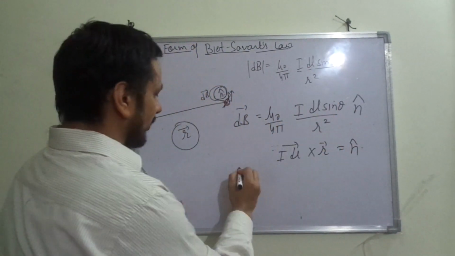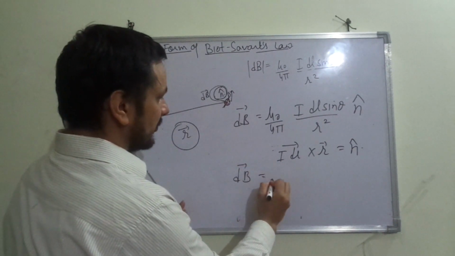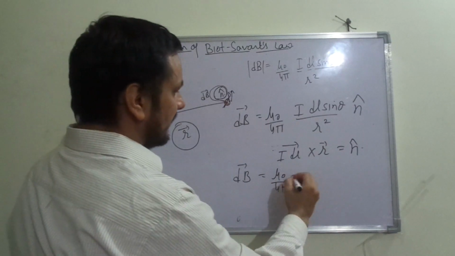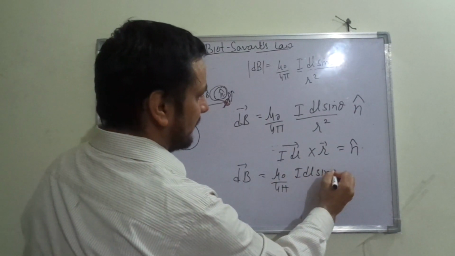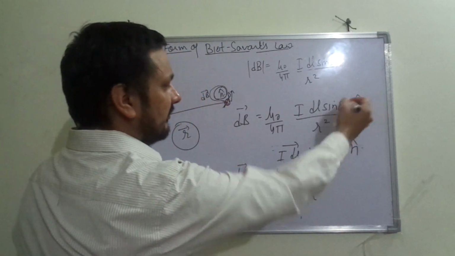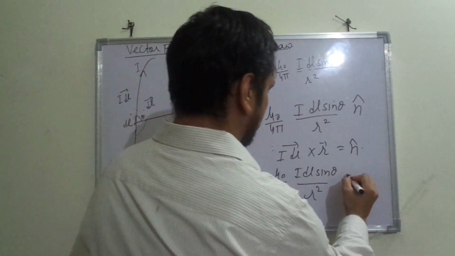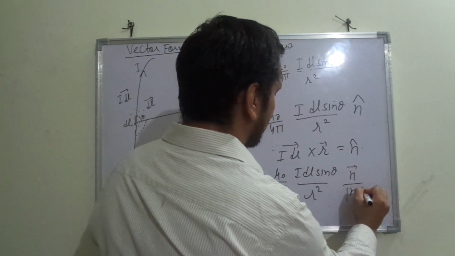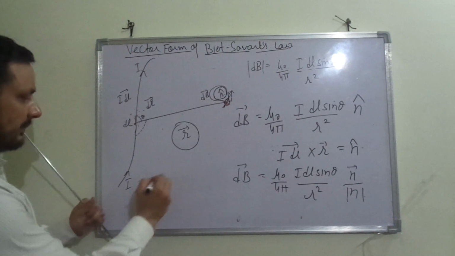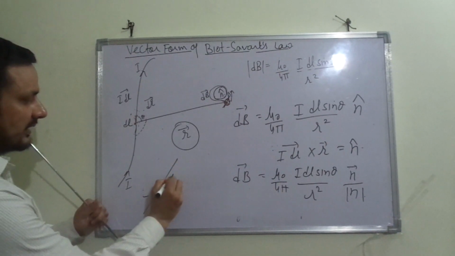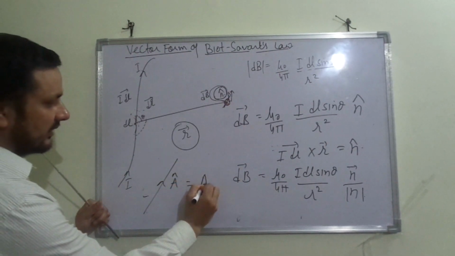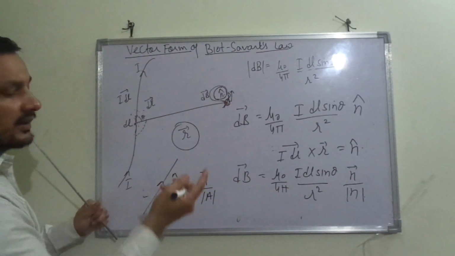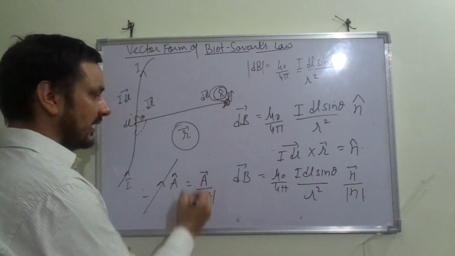Now what will we do? Now we will do one thing, dB equal to mu naught upon 4 pi. In place of I dl, I will write I dl sin theta upon r square. In place of unit vector n, we can write now vector divided by its magnitude. Unit vector आपने पढ़ा है स्टूडेंट्स कि हम किसी unit vector की बात करते थे. What is that? Vector divided by its magnitude. अगर आप किसी वेक्टर की बात करें तो वेक्टर divided by its magnitude.